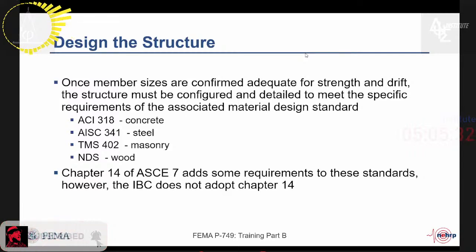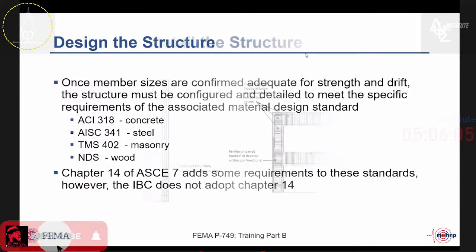The International Building Code does not actually adopt Chapter 14 of ASCE 7, and so you could design in conformance with the code without actually following the detailing requirements in Chapter 14. However, the ASCE 7 committee strongly recommends that you do pay attention to Chapter 14 because it contains detailing requirements that we hope that ACI, AISC, the Masonry Society, and American Wood Council will adopt in future editions of their standards.